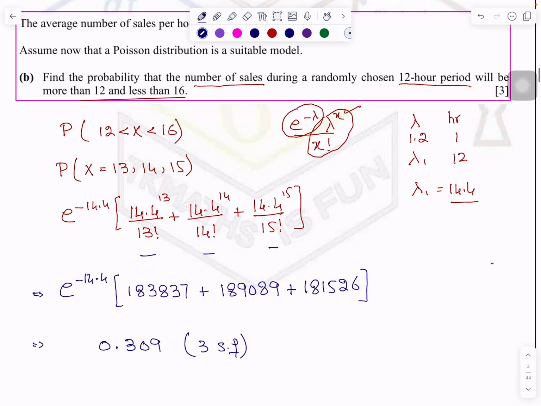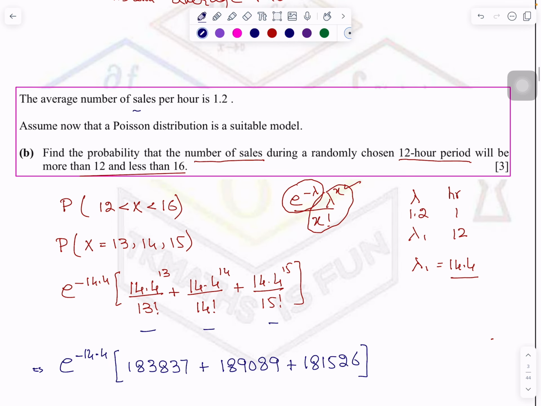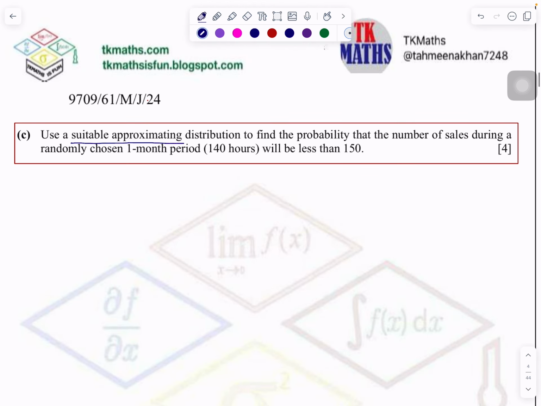So in the question, it was given here in the first line that lambda is 1.2 for 1 hour. But in the question now he's talking about a 1 month period, that is equal to 140 hours. So I will calculate lambda here. 1.2 times 140 is 168. It means the condition is met.